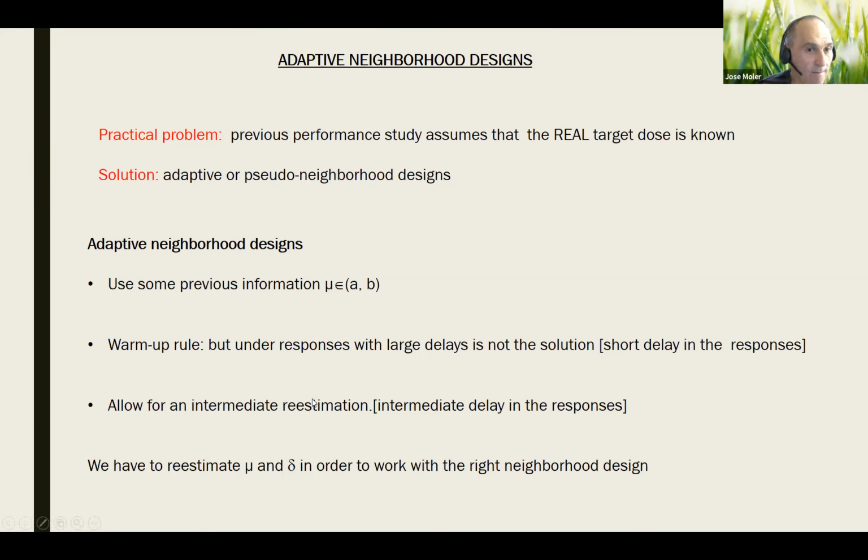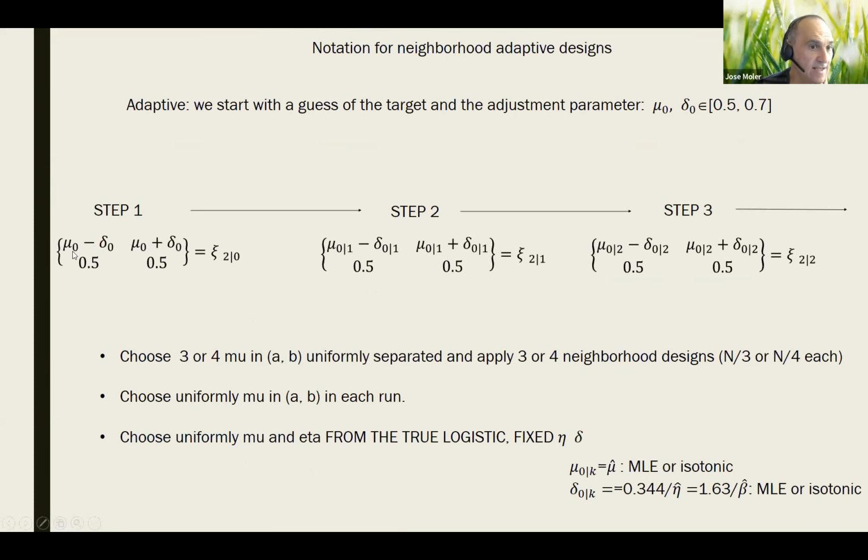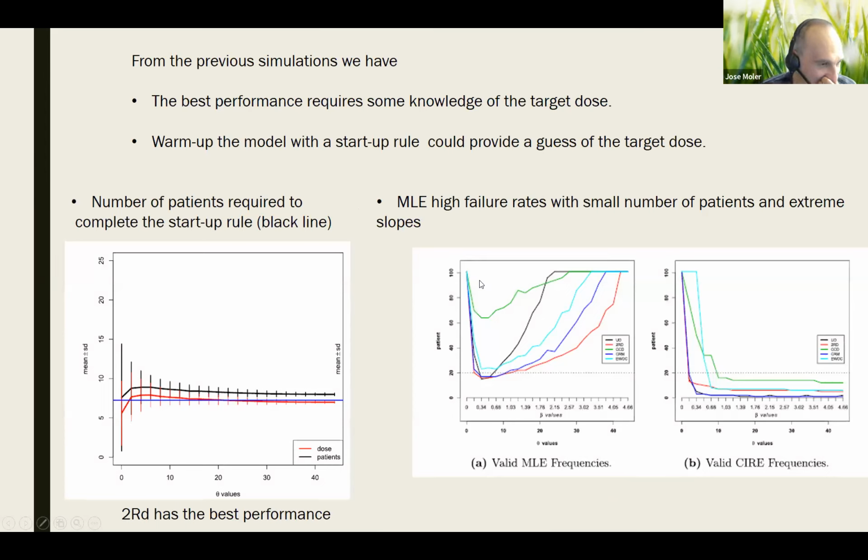So in order to apply neighborhood designs in practice, we need to do a first estimation to work with. So neighborhood designs don't work with the real values, but with some initial estimations that we update in several steps, okay? Well, we have done a deep simulation study, and we have obtained some conclusions. First, the best performance for the neighborhood designs requires some knowledge of the target dose.